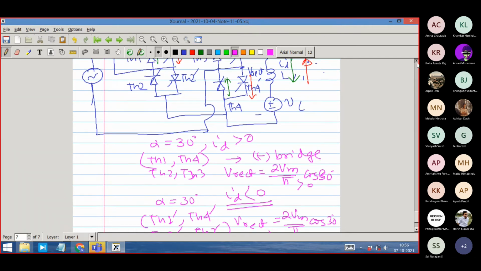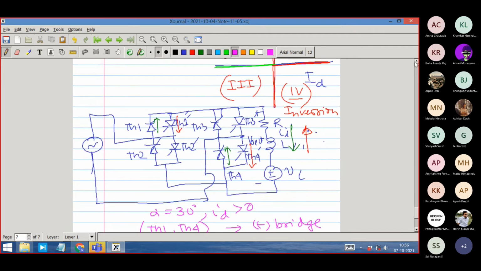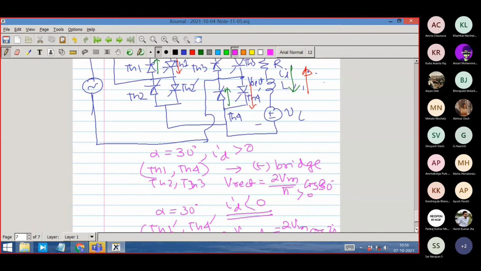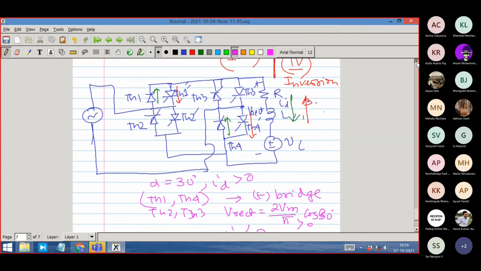And to make the current flow in a different way, you require another thyristor. For the current direction, you need a consistent thyristor. That is what is provided by TH1 dash, TH2 dash, TH3 dash, and TH4 dash. So this is called the negative bridge. It will be consistent with the load current flowing. It has to be consistent with the load current.